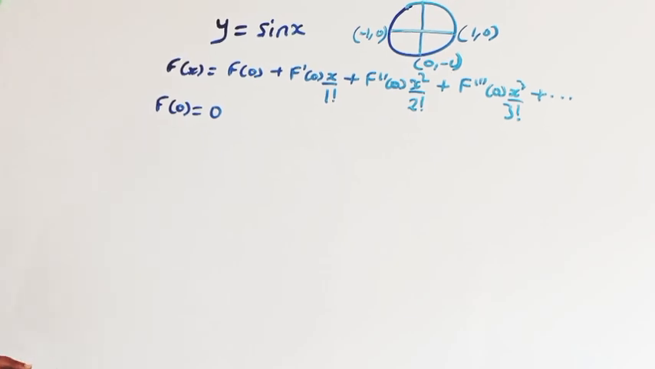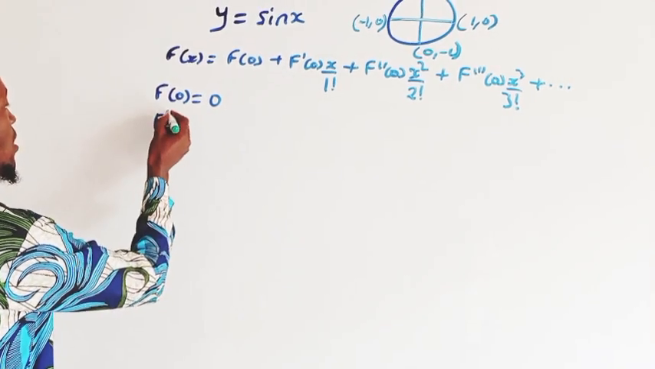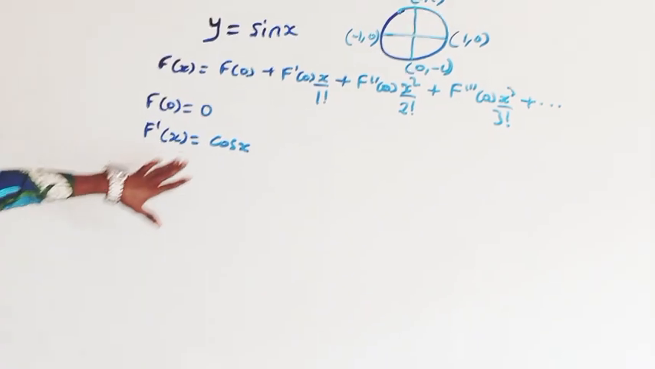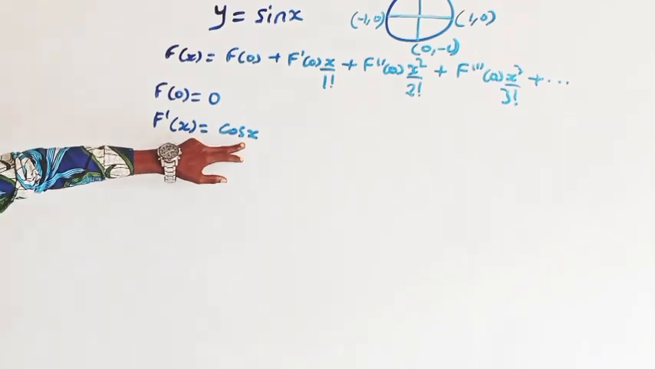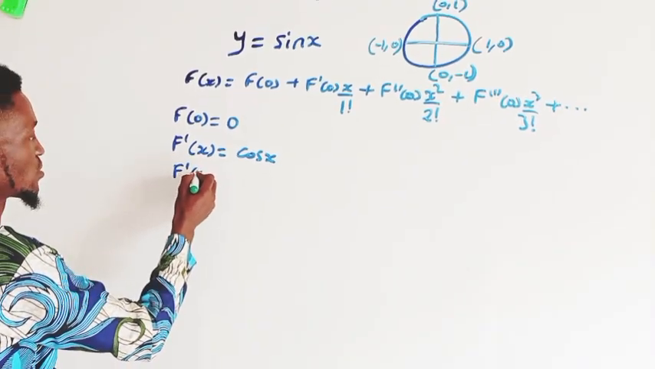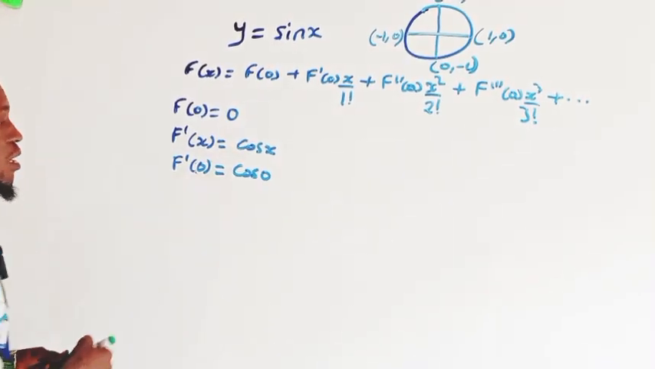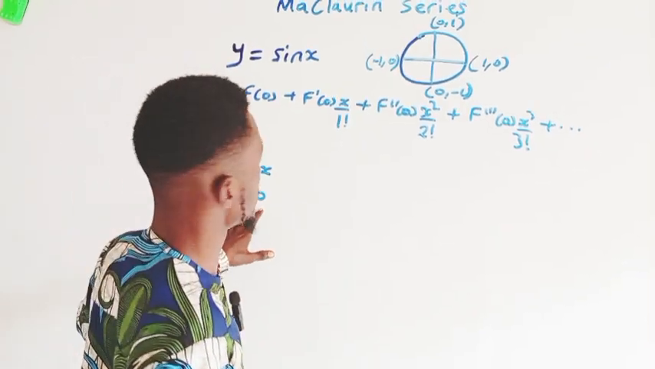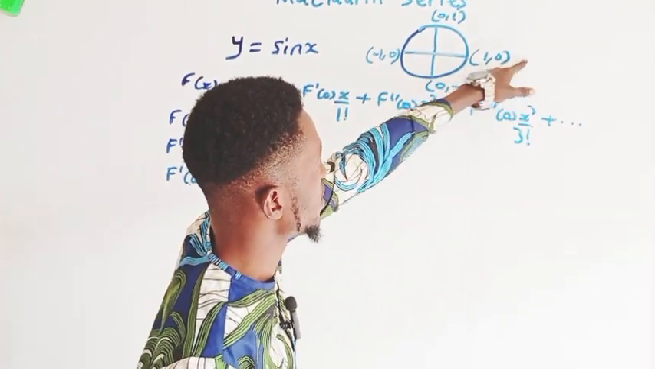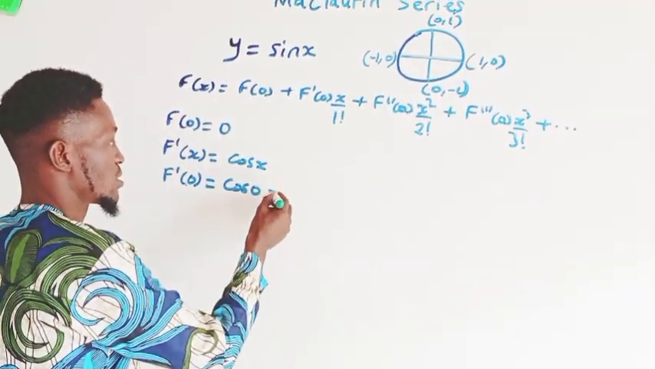Let's look at the dy dx of sine. The dy dx of sine is cos. So our first derivative of this function is cos x, because the derivative of sine is cos. If you substitute 0 in cos x, let's see what we have. At this 0 degrees, our cos 0 is 1.